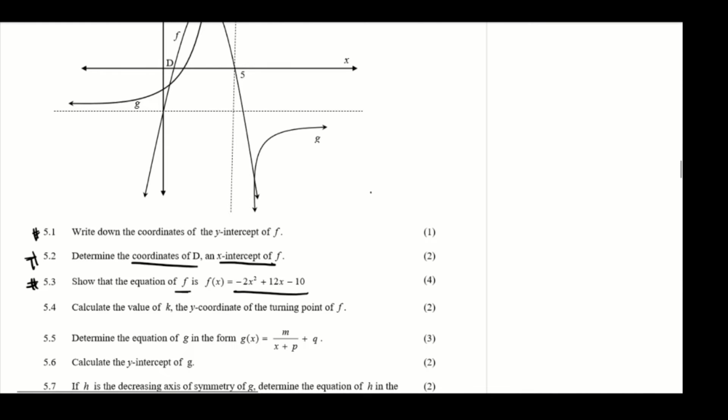So now 5.4, we are asked to calculate the value of k, the y coordinate of the turning point. So if you can see here, it is the y value of the turning point. We already have the x value being x equals 3. So we just want the y value of the turning point.